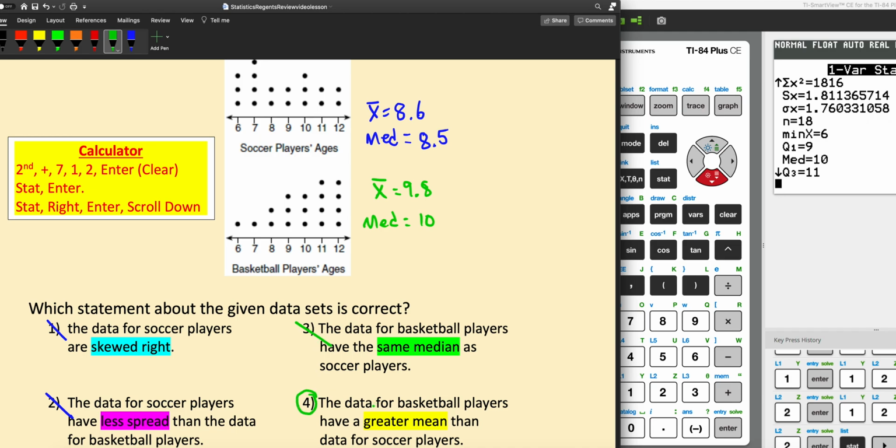Now, what does 4 say? The data for basketball players have a greater mean than the data for soccer players. Well, 9.8 is greater than 8.6, so that is correct, and that's why that is your answer. So guys, that's how you solve that question using these buttons in the calculator with your stat enter and your stat right enter. Simple. Let's look at another one.